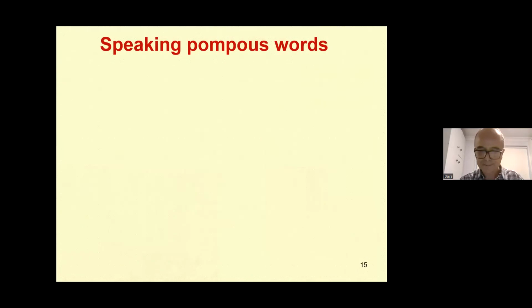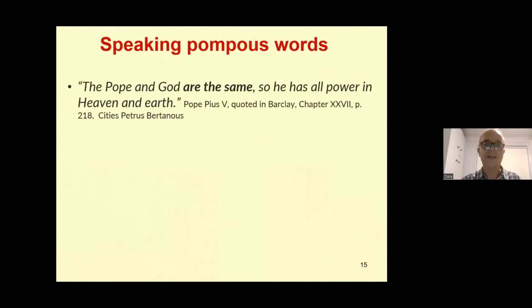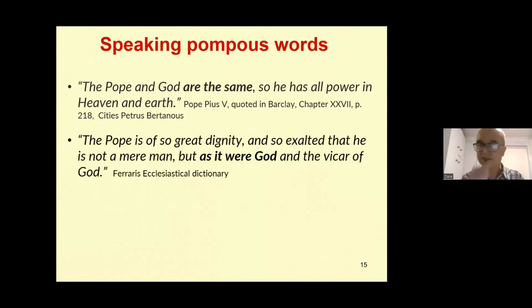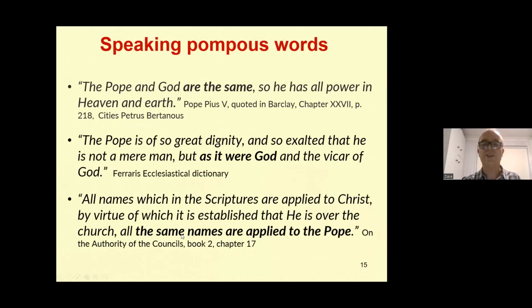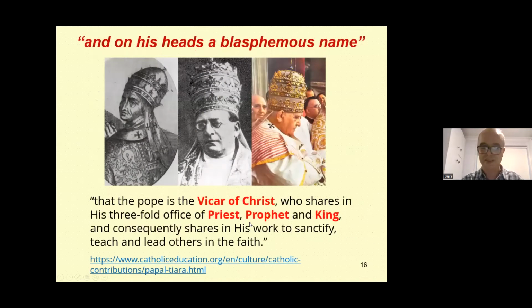And here we have some words cited from different other writings. It says Pope Pius V said, the Pope and God are the same, so he has all power in heaven and earth. The Pope is of so great dignity and so exalted that he is not a mere man, but as it were, God and the Vicar of God. And the last one here: all names which in the scriptures are applied to Christ should be applied to the Pope as well. And so these are real words of blasphemy, just outright blasphemy.